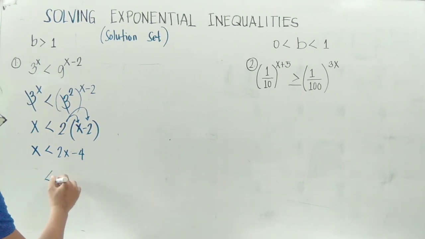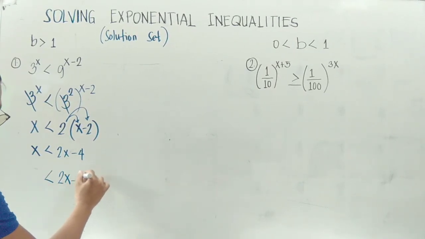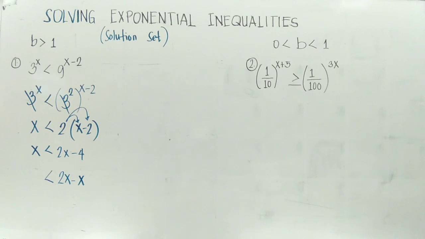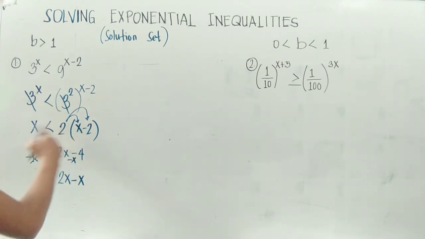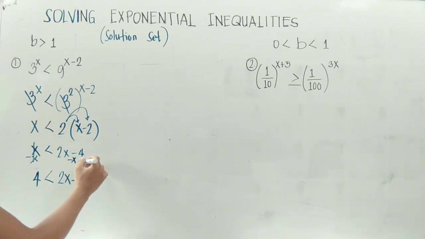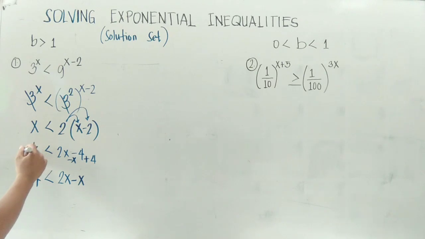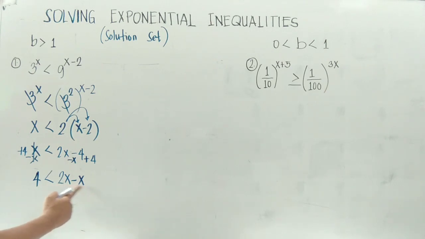So let's be clear in here. So we have 2x, then minus 2x, then minus x. So where did we get minus x? So here. To eliminate x on the other side, we have minus x. So therefore, we have to subtract x on the other side. So we have 2x minus x, and x on the other side will be eliminated. And we have to transfer 4 on the other side, or we have to eliminate minus 4 in here. We have to add 4. And of course, we have to add 4 on the other side. So we have 4 is less than 2x minus x.